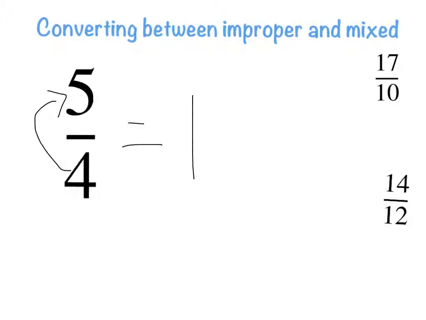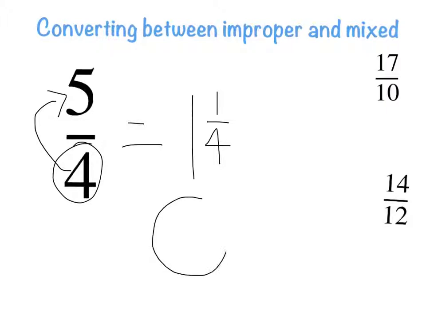But I have a problem. I have one remaining. Okay, so how do I write that one remaining? I write it 1 over whatever my original denominator was, 1 over 4. So 5/4 is the same as writing 1 1/4. Let's just check to see if we're right.